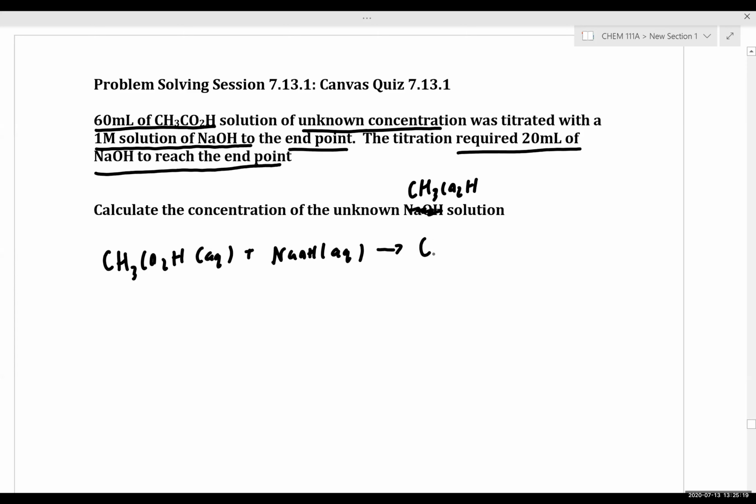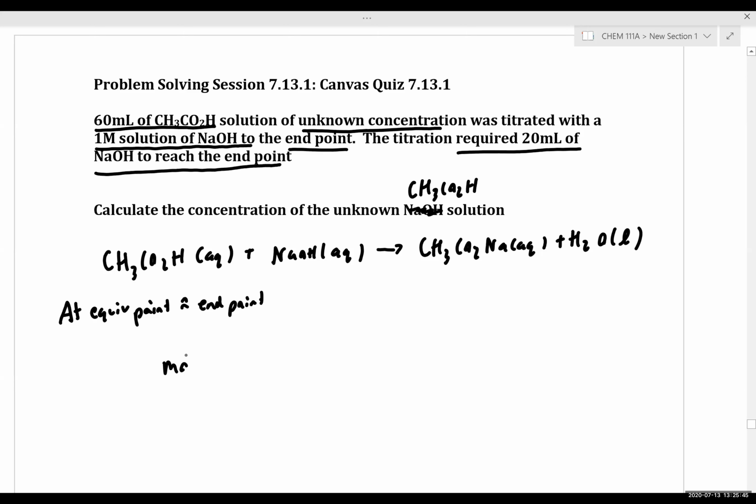So acetic acid and sodium hydroxide react to give sodium acetate and water. And now from this balanced equation, we're going to write out what we know at the equivalence point. So at the equivalence point, which we're going to approximate to our end point, we know that the moles of acetic acid are equal to the moles of sodium hydroxide.